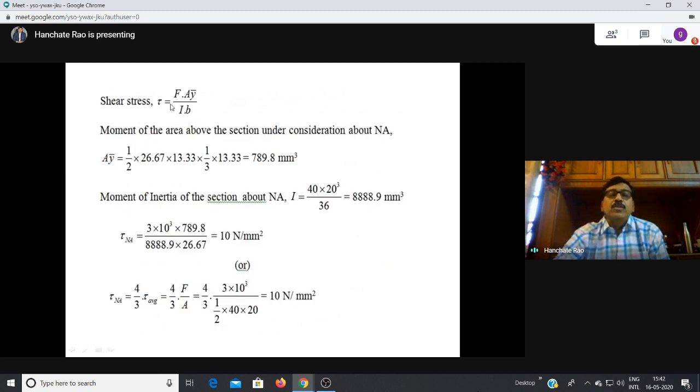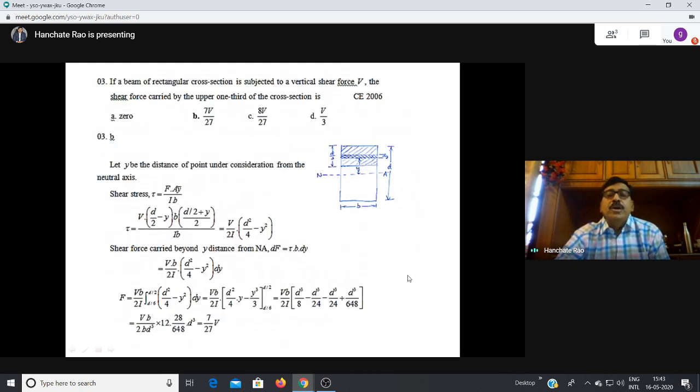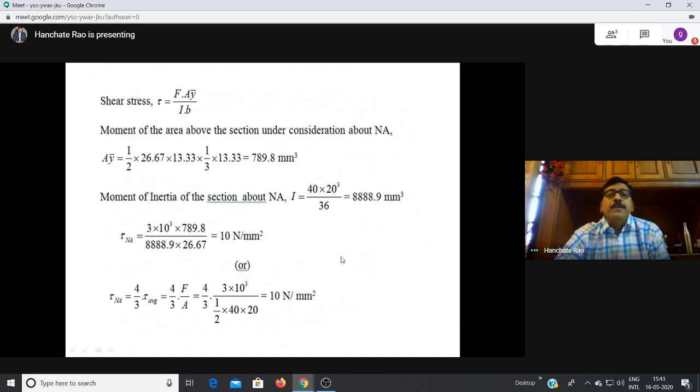So maximum shear stress is equal to F into AY bar by IB. For AY bar we have to consider the top portion, that is the area of the small triangle, half of base into height, and its distance is 1/3 of 13.3. So we get AY bar. The moment of inertia of the section is BH cubed by 36. Directly substituting, we get the Q at the neutral axis.